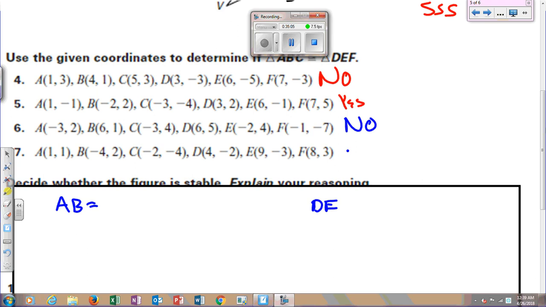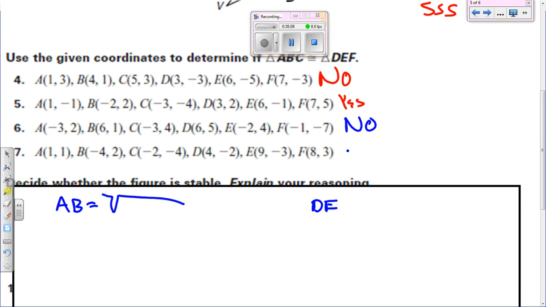Number 7. AB. Start by 2 minus 1, which is 1 squared, plus negative 4 minus 1 is negative 5 squared. So it gives me the square root of 26.